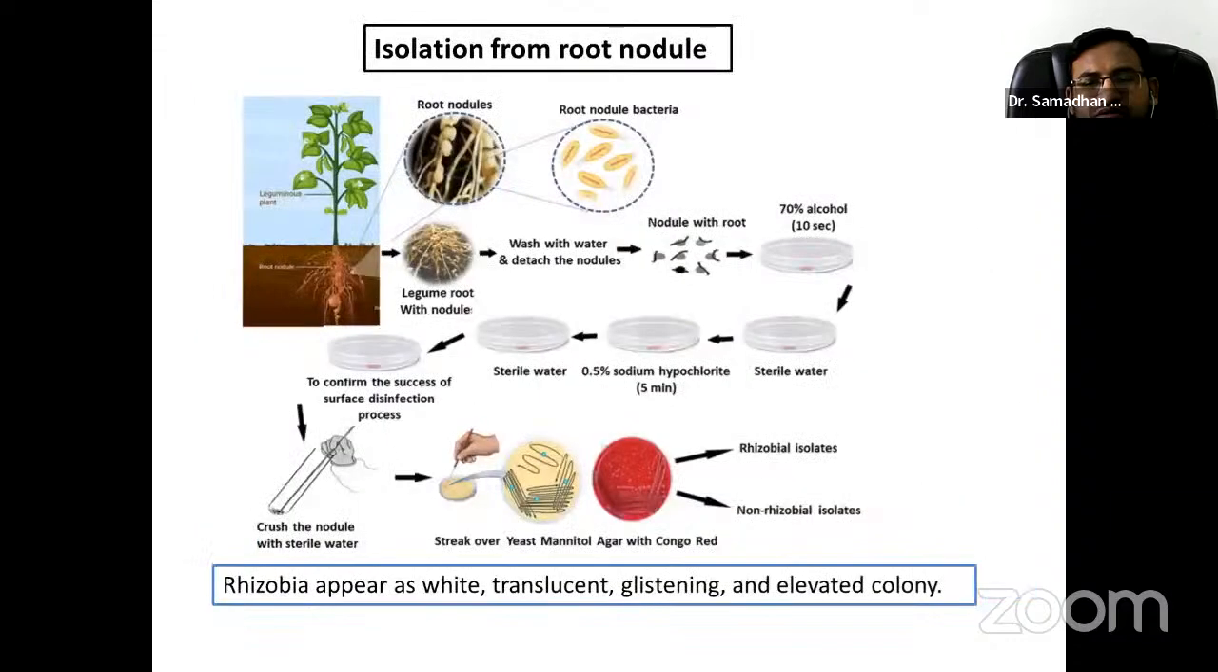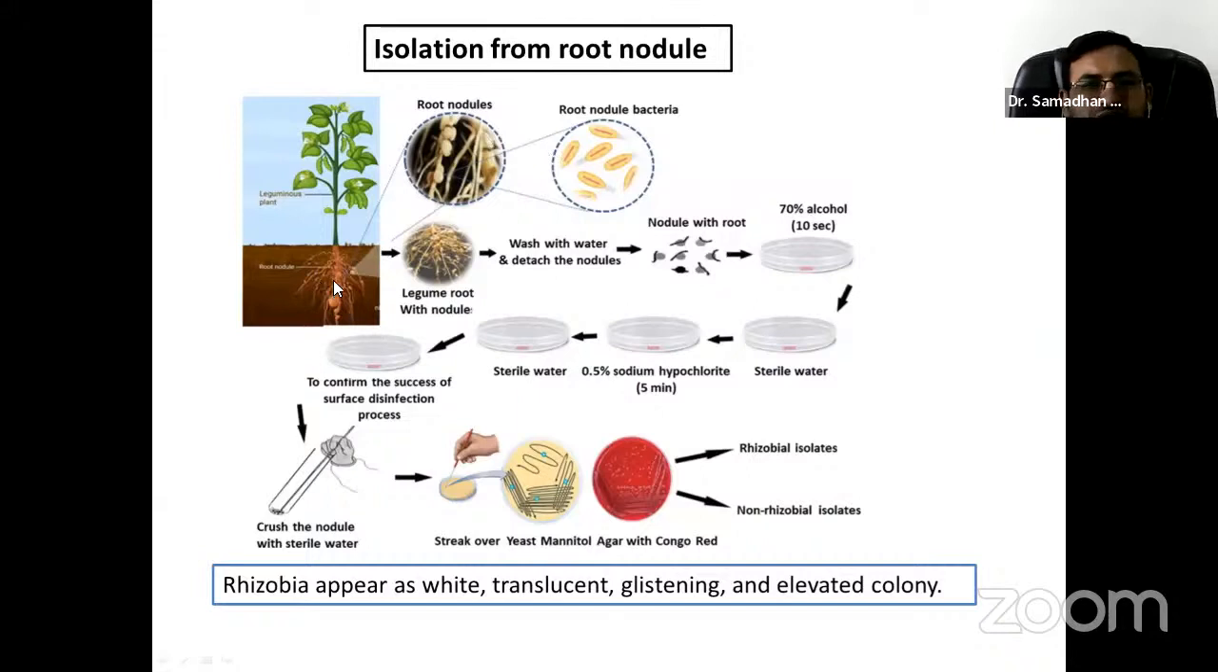Another is isolation from root nodule. Basically, the root nodule is required to isolate rhizobacteria, which are symbiotic in nature, particularly the rhizobium group, which is present in these root nodules.